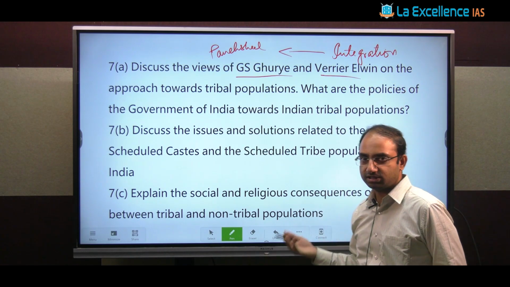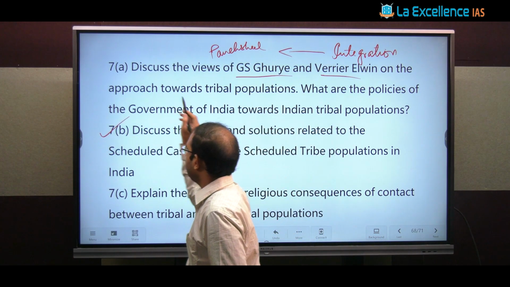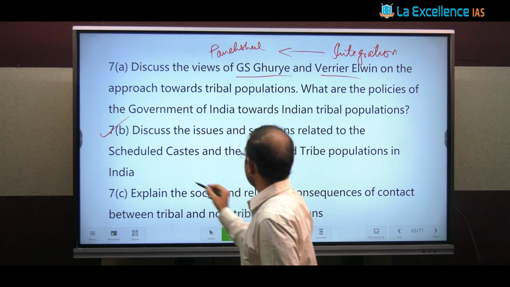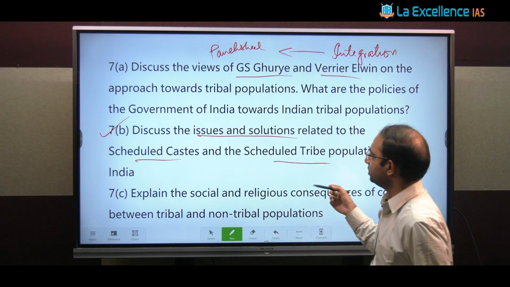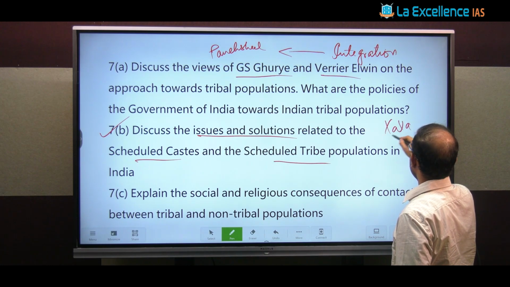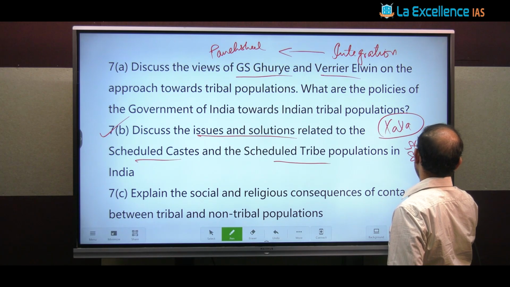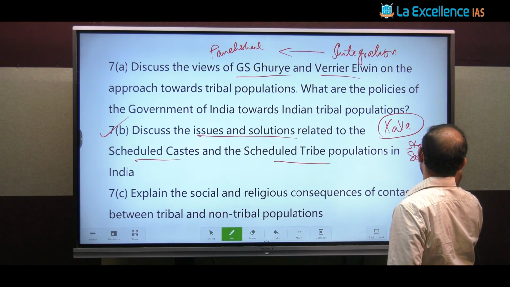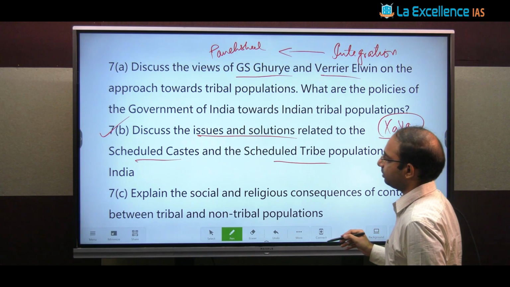Even legislations like PESA, FRA are also examples of Panchsheel. Next, 7b, scheduled castes, issues and solutions to scheduled castes and scheduled tribes. Very simple. Just here you can use the framework given by Kaka where he compares. He wrote a book called State, Society and Tribes. In that book, he compares how the problems of both these communities are different.